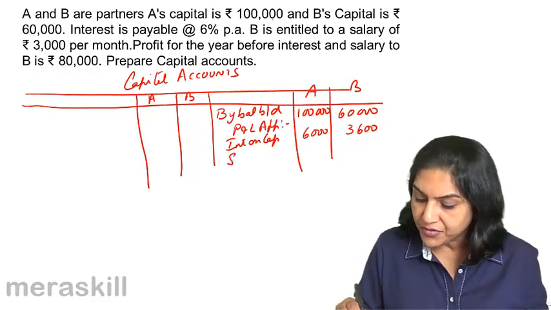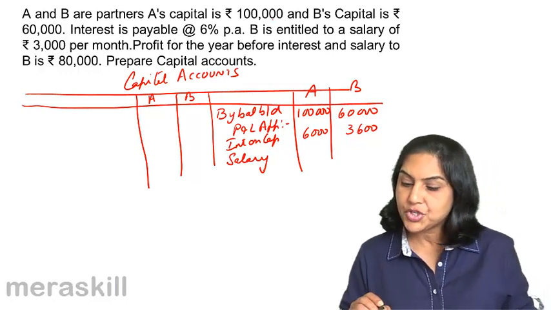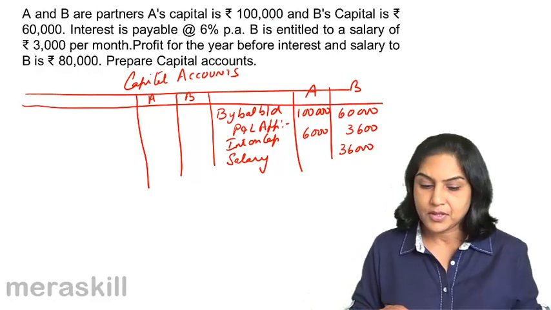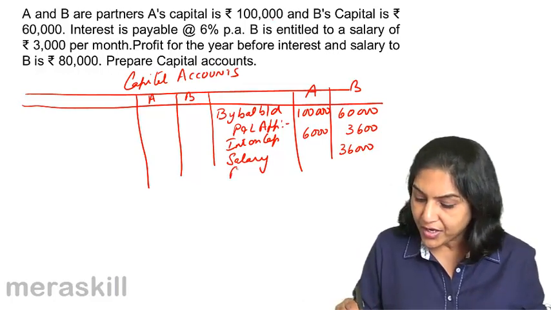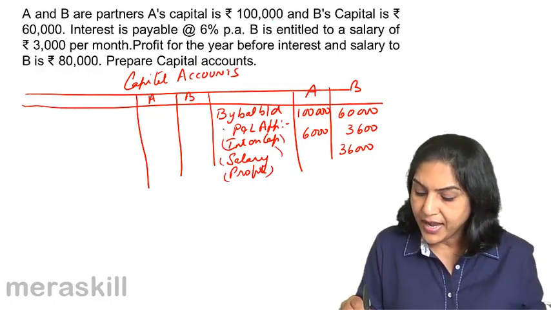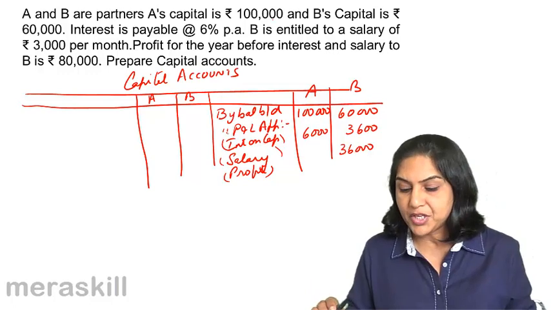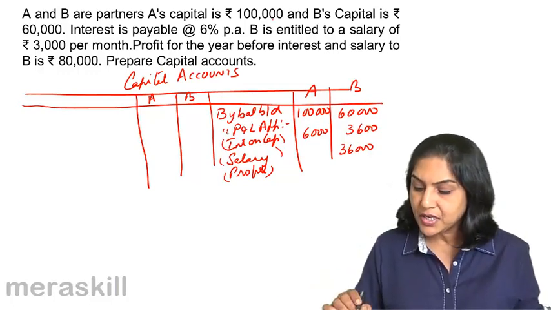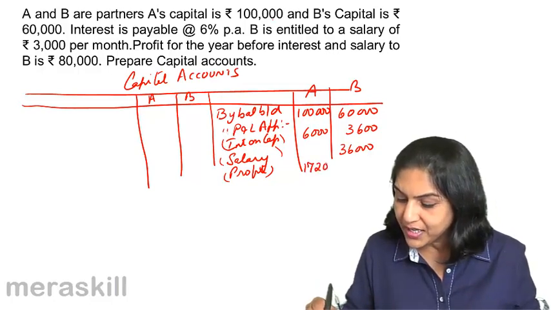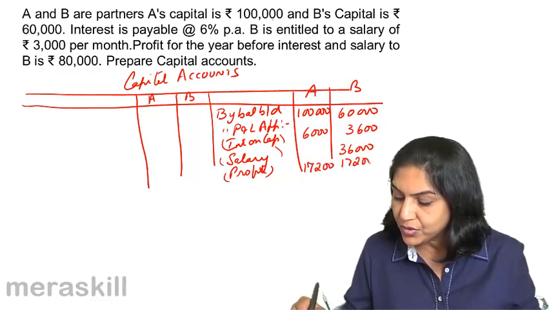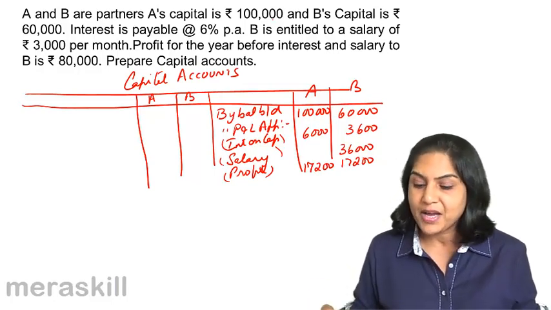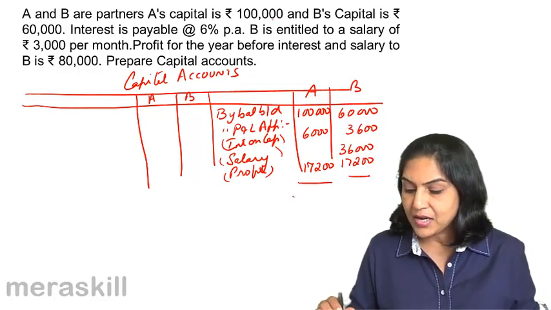Next, B got on account of salary. How much was B's salary? It was 36,000. Profit for the year and on account of profit. So basically these are just the entries by profit and loss appropriation account on account of interest on capital, on account of salaries, on account of profit. It was 17,200 and 17,200 since the total profit was 34,400. Now this becomes your balance in the capital accounts.